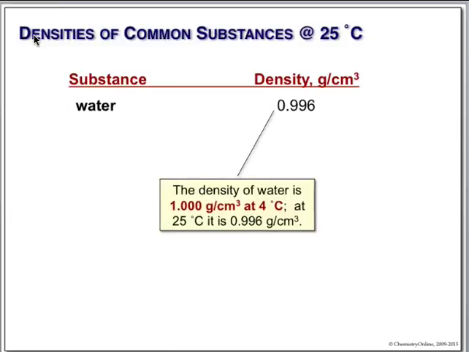Here are some common things. Water, like I said, about 0.996 at room temperature. Quite often people say the density of water is 1. It's not 1 unless you happen to be at 4 degrees centigrade. Room temperature, it's a little bit less.